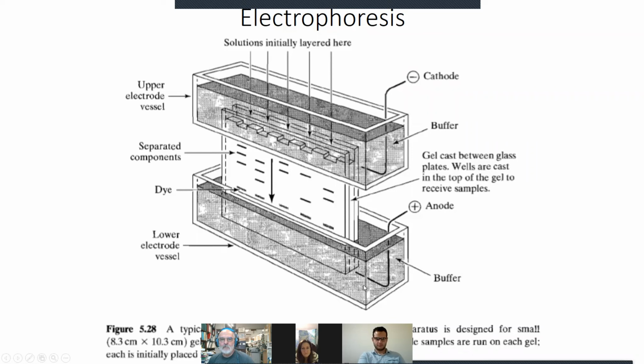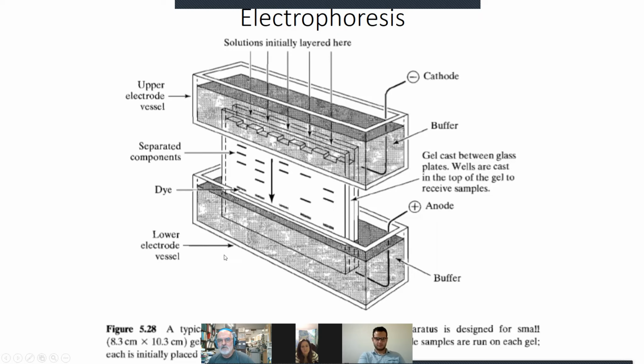If the anode is at the bottom like this and you load at the top, then it's the negatively charged stuff, for example, an SDS gel, where the negatively charged stuff would migrate into the sample. There's often a dye that also migrates, and it's a colored dye, so it shows you where the front is, so you know when to stop running so things don't run off the gel.